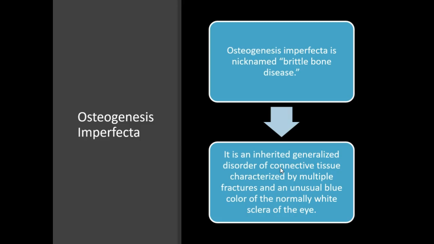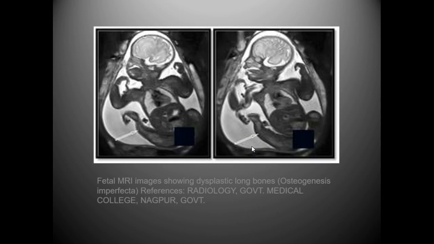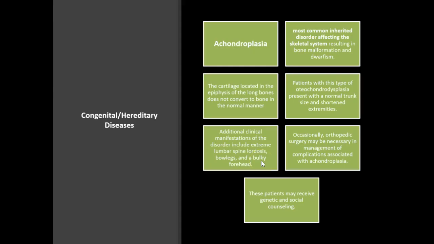It is an inherited generalized disorder of connective tissue characterized by multiple fractures and unusual blue color of the normally white sclera of the eyes. So the eyes will have a blue hue to them. So you can see here this poor patient. You can see all the multiple fractures that have healed. And you can see here, this is osteogenesis imperfecta. This poor baby. All right.